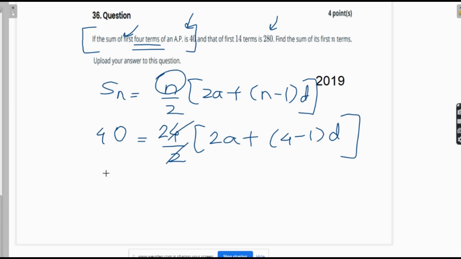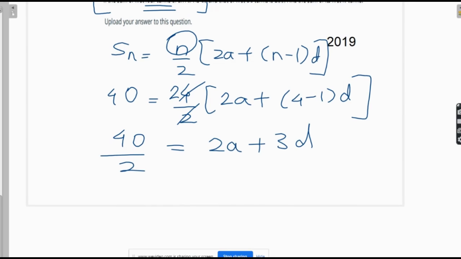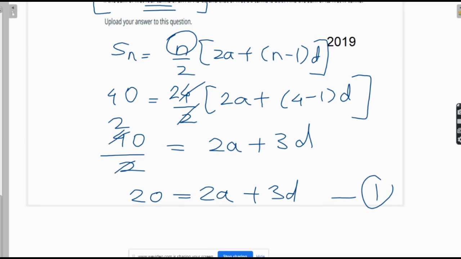4 2s are 8, correct? So this multiply 2 becomes divide. 2a and 4 minus 1, 3d. So you get 1s are 2s are, so you get 20 is equal to 2a plus 3d. This was the first part of your question.